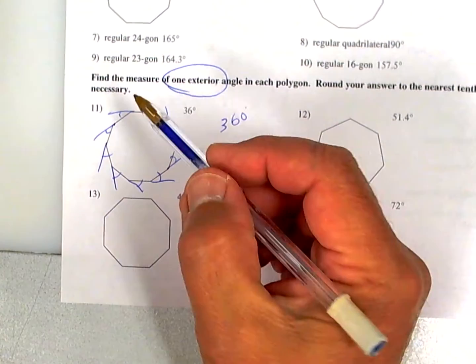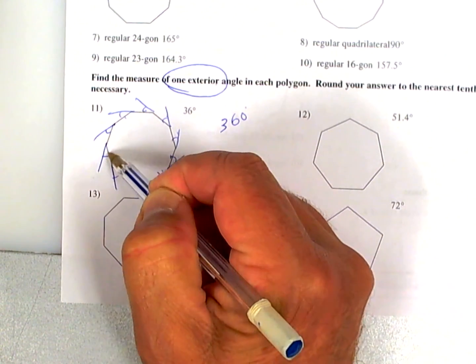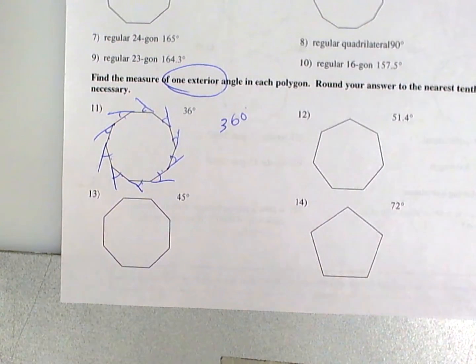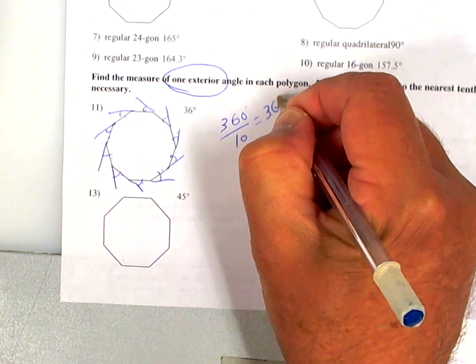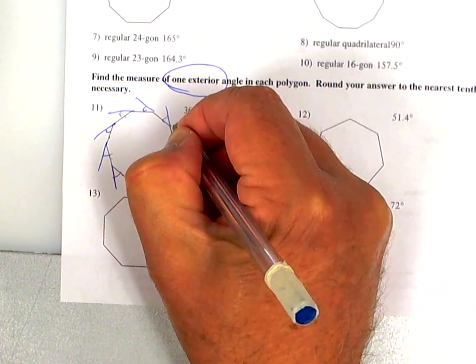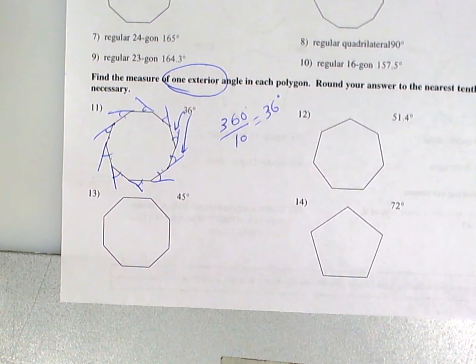But this one looks like it has 1, 2, 3, 4, 5, 6, 7, 8, 9, 10. It looks like it has 10 sides, so you divide by 10 and you get 36. So each one is 36 degrees. So 36 degrees, they're all 36 degrees. And that's how you do that.